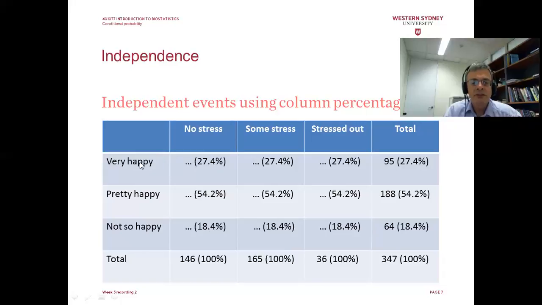If the two variables were completely independent of each other, then we would expect the same proportion of people in the no stress group to be very happy as the proportion in the some stress group and the proportion in the stressed out group. We would expect these proportions to be the same in all of the groups if the two categorical variables are independent of each other.